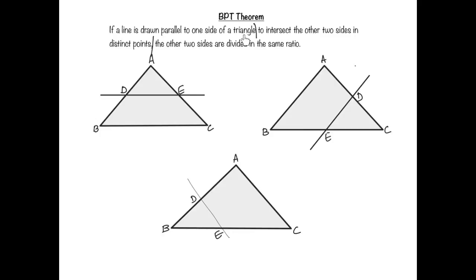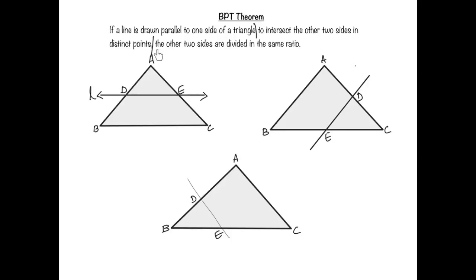If a line is drawn parallel to one side of a triangle, we have drawn a line. Okay, let us say this line as L. Okay, so we have drawn a line L parallel to BC, that is one side of a triangle, to intersect the other two sides in distinct points. So, that is it is intersecting AB at D and AC at E. So, these are the other two sides of a triangle.